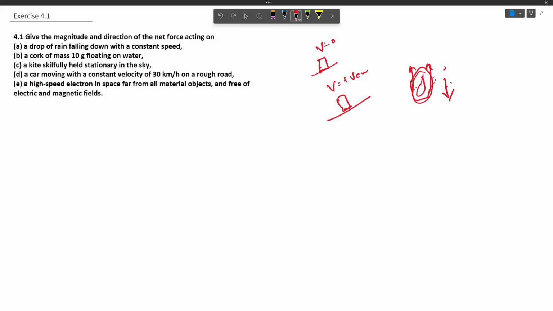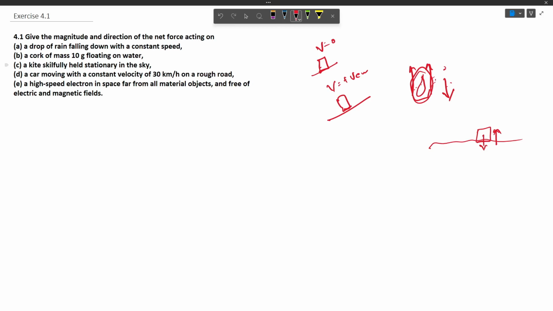Now, in the second case, we have a cork of mass 10 gram floating on water. Again, the cork is floating like this on water. It has some mass, so it should have a gravitational pull downwards. Also, it is acted upon by the buoyancy force, which is pushing it upwards, and these two forces are balancing each other, making the net force zero.